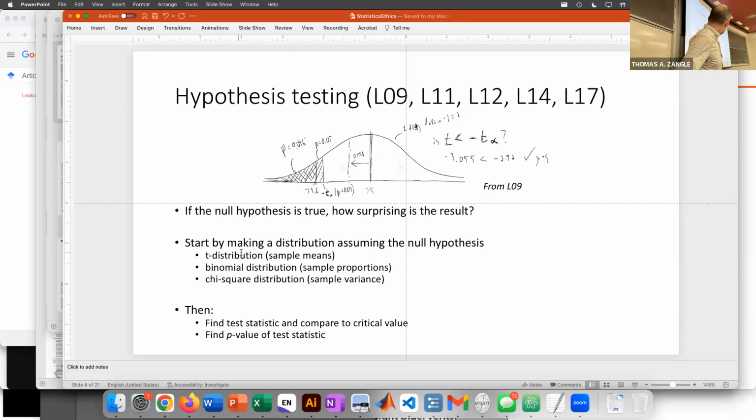All right, so that was when we're talking about sample means, we use the t-distribution, but it's the same basic process for sample proportions, but the underlying distribution is binomial. Or sample variance, but the underlying distribution there was the chi-square distribution. Right, but it was all the same basic approach. That was a theme that ran through many of our lectures.